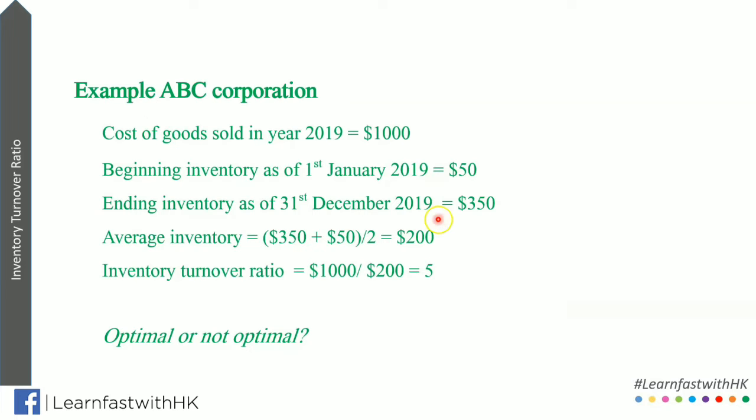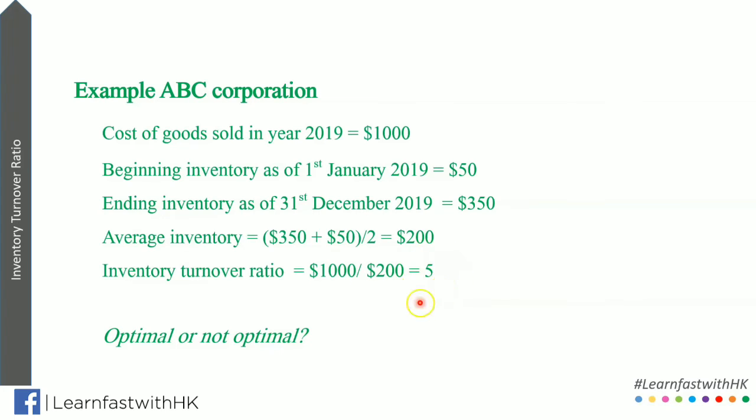Imagine that ABC Corporation reported cost of goods sold of $1,000 in the income statement in year 2019. The beginning and ending inventory in the balance sheet was reported as $50 and $350. So the average inventory comes to $200, and you can see its calculation on the screen. If we plug everything into the formula, the inventory turnover ratio comes out to be 5.